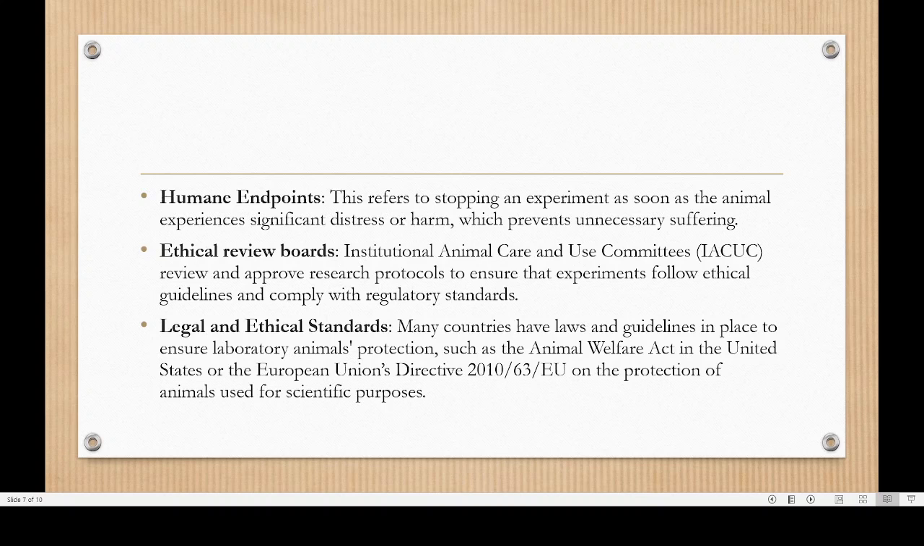The ethical review board, the institutional animal care and use committee, reviews and approves the research protocol to ensure that experiments follow ethical guidelines and comply with regulations. For example, when you are working on an animal, most of the time in a research center or a university, there will be a group of people in charge of that animal house. So if we are not properly taking care of the animal we have been given, they will say that we cannot work on that.